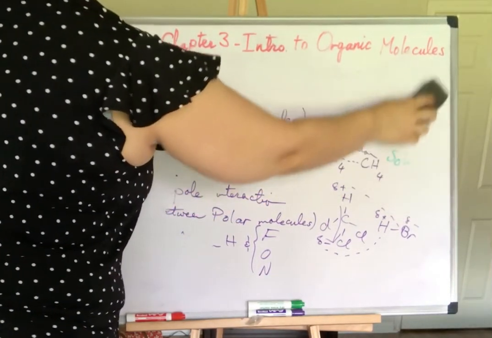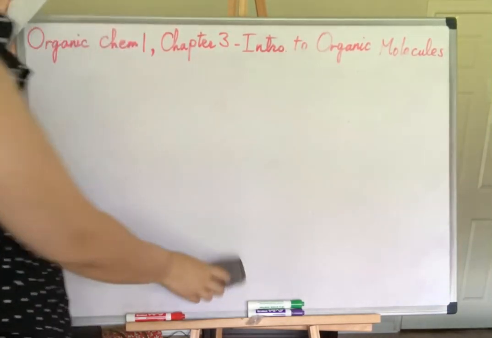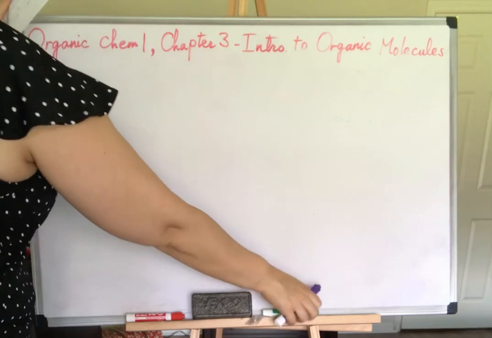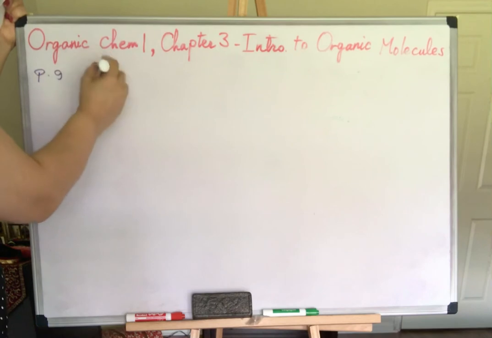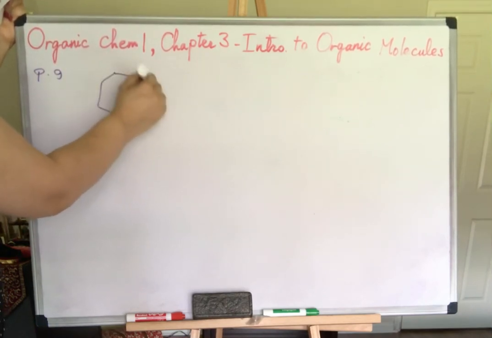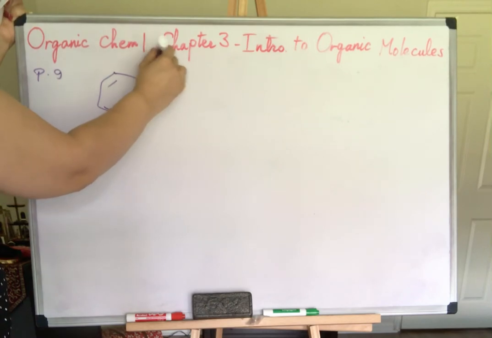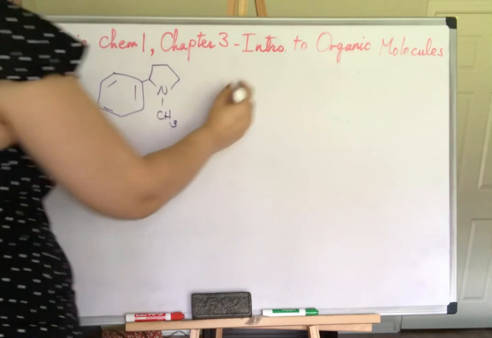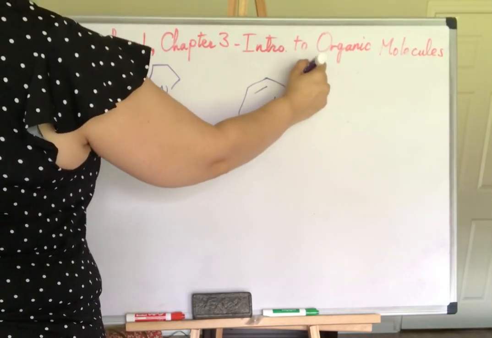All right, so let's just work on a couple examples on page 9. We are supposed to determine the type of intermolecular forces. Let's determine it for nicotine molecules, since it's a small molecule and it's easy to draw. Between the two nicotine molecules, let's find out what the intermolecular forces are.